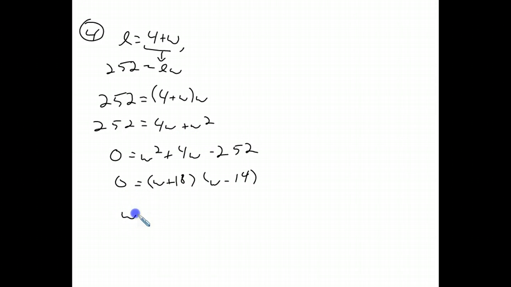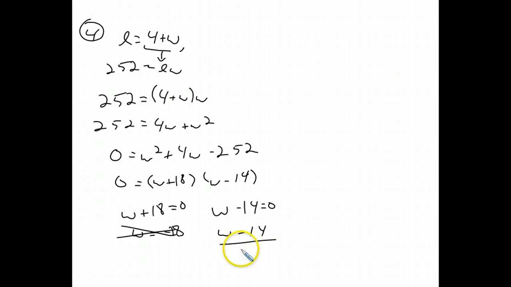Set both to 0. So w plus 18 equals 0, and w minus 14 equals 0. So w equals negative 18, and w equals 14. Don't forget, completely ignore the negative one, because you cannot have a negative width. So we can only have the positive 14 as our width.